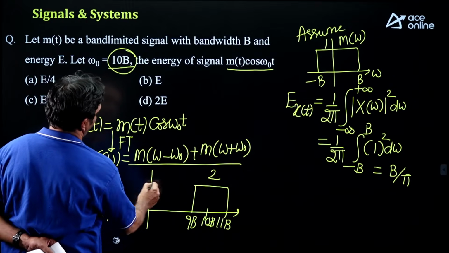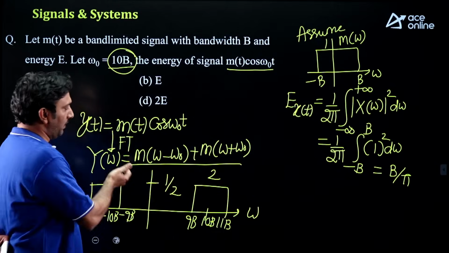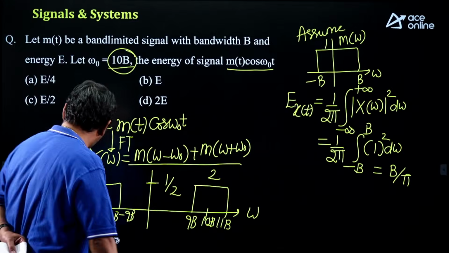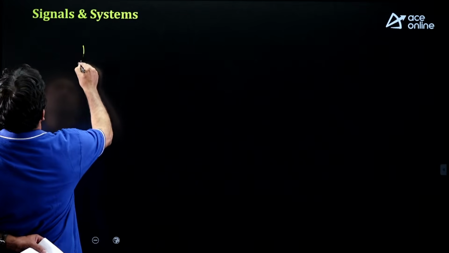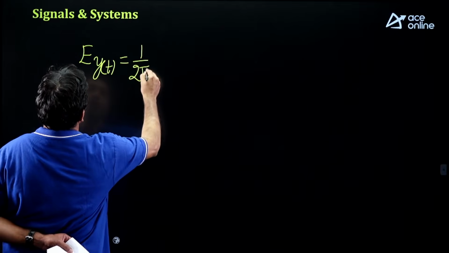What is the change in the amplitude level? Original 1, extra multiplied by 2. Find out the energy in this spectrum using again our Parseval's theorem. So energy in the spectrum is 1 over 2 pi.